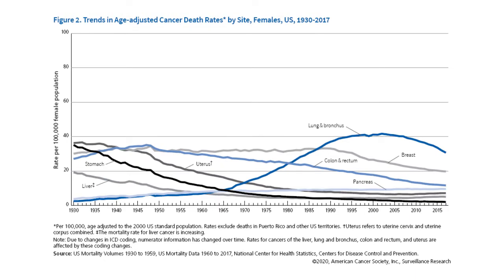This graph is also from the Center for Disease Control and Prevention. It shows trends in age-adjusted cancer death rates for females during the same period, and the death rate due to uterine tumors has increased recently, while lung, bronchus and breast tumors have decreased due to early screening and removal of the tumor at an earlier stage.